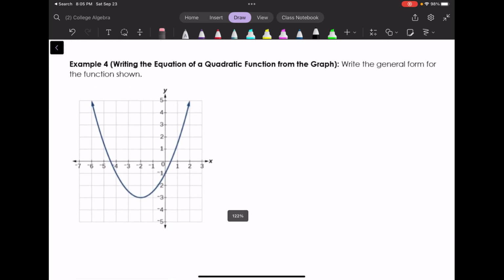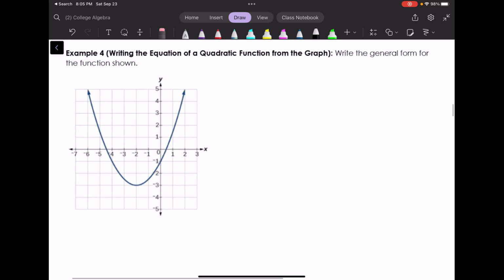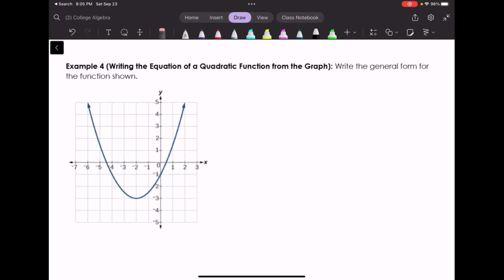So the next example is given a graph. So in this case, I would give you a graph and I want you to write the general form. And so remember vocabulary, the general form is like this. It's the ax squared plus bx plus c.